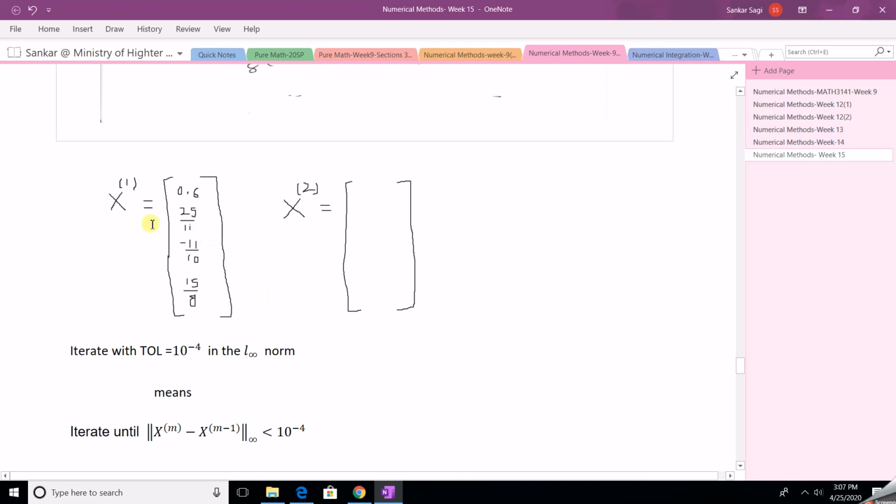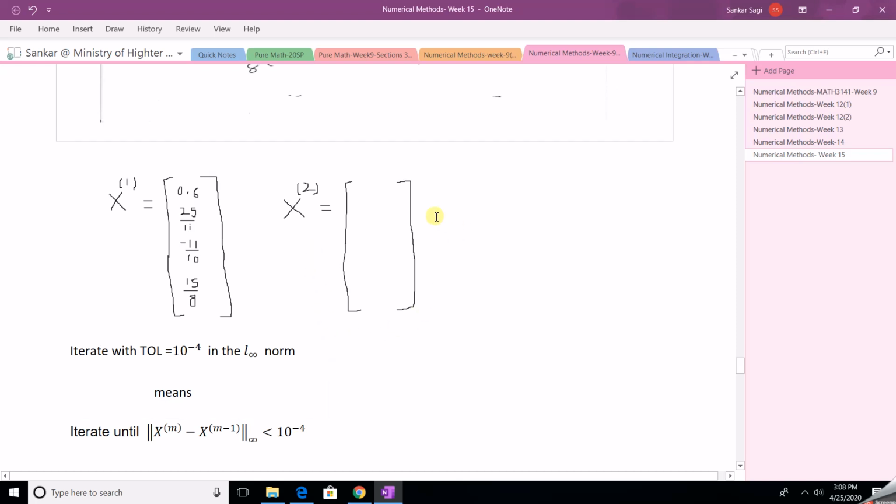In the previous example, we got x1 and x2, where x2 is the second approximate values. Now we have to find the difference of these two, that is x2 minus x1. Here m is 2, then m minus 1 will be 1, so x2 minus x1. After getting x2 minus x1, find the L infinity norm of that vector, which we learned before. If that is less than 10 power minus 4, you can stop here. If that is not less than 10 power minus 4, you have to go for the next approximation.